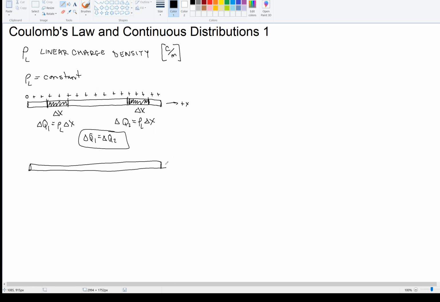So let's compare that to something like this. Here's our rod again. Here's the x direction. Here's the origin, and maybe the charge density increases linearly. So maybe we have something like this.